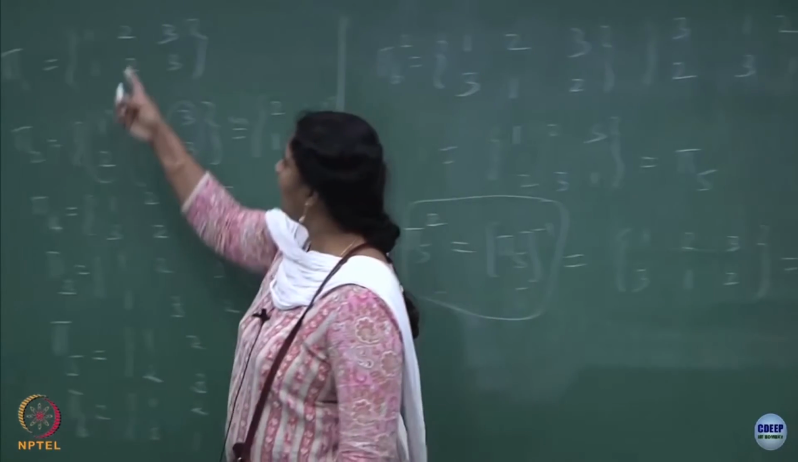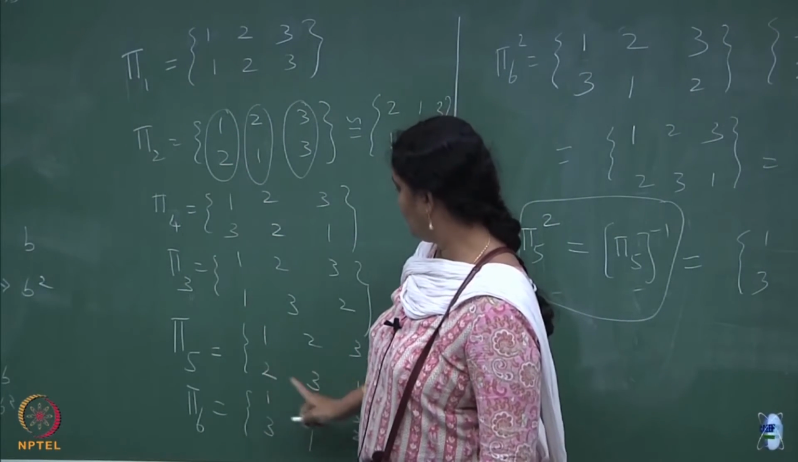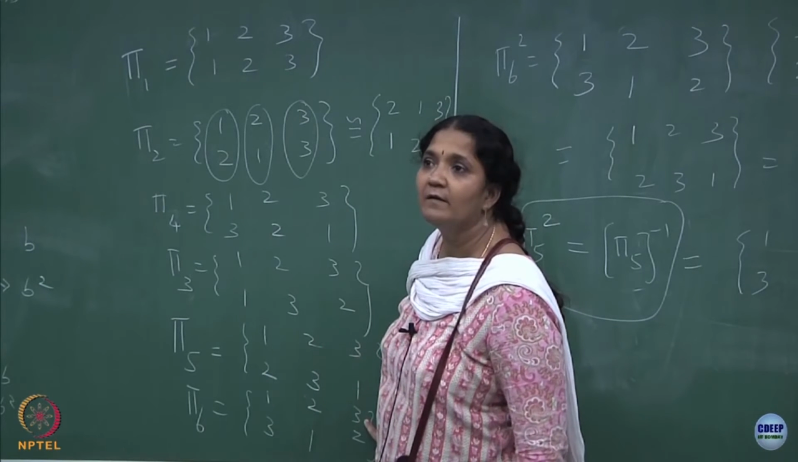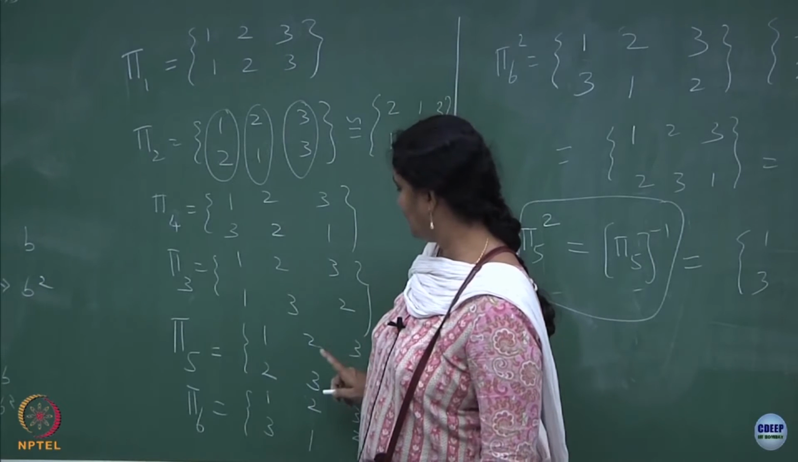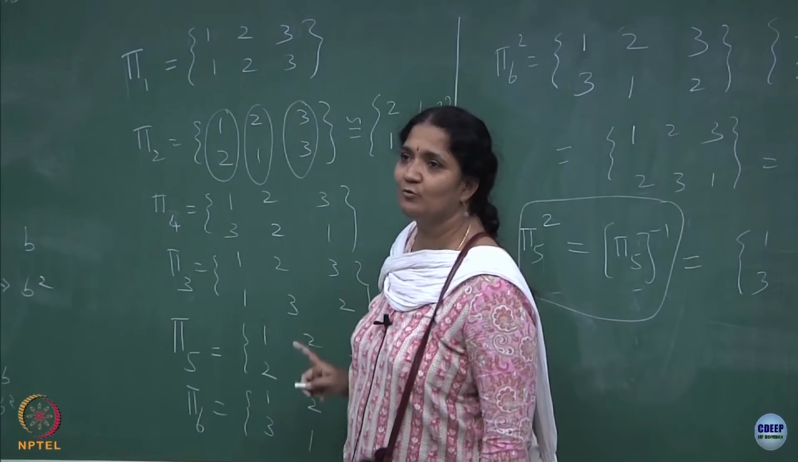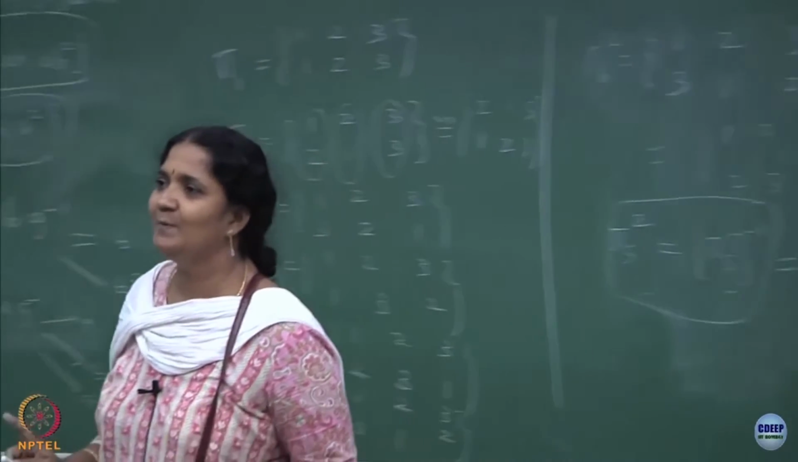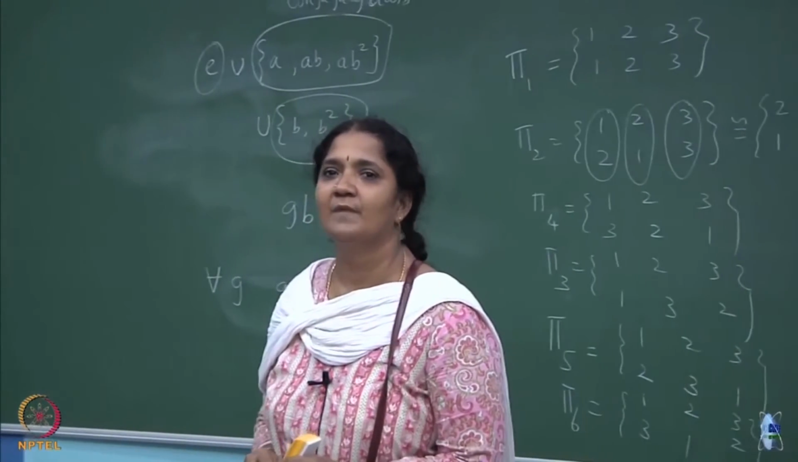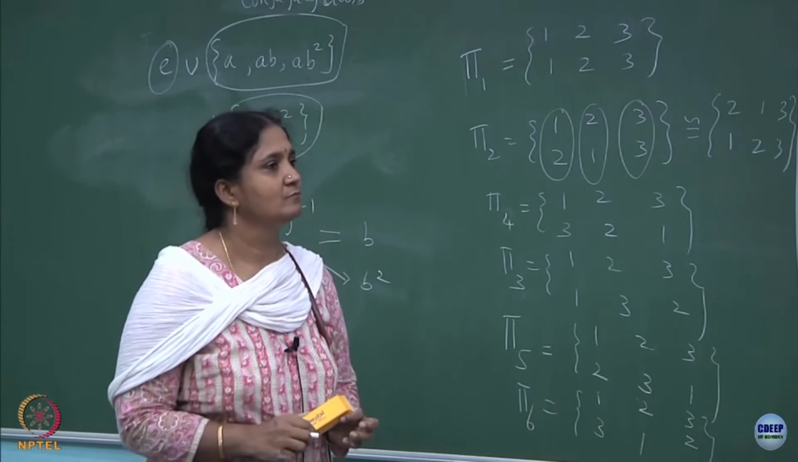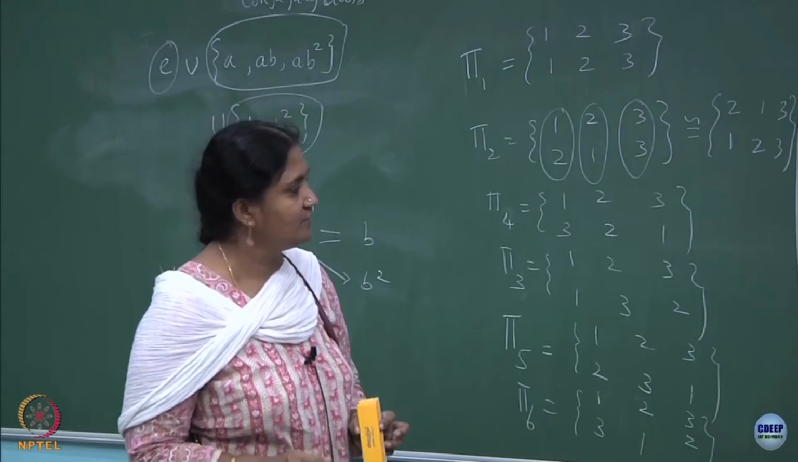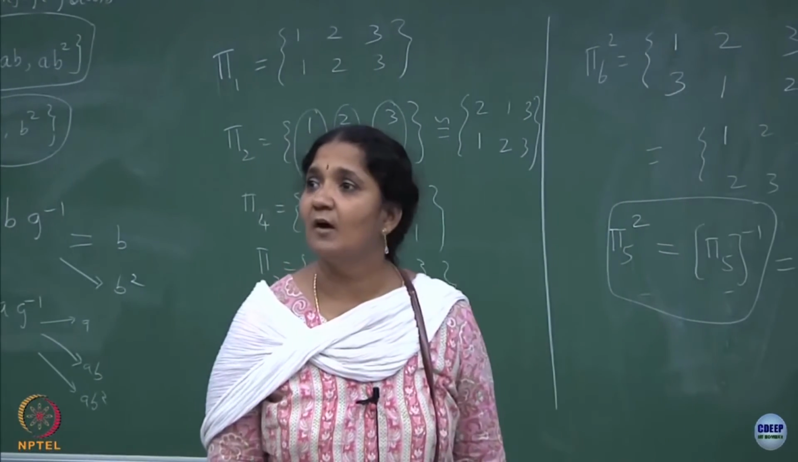When I write the forward element, I say that 1 goes to 2, 2 goes to 3, 3 goes to 1. When I want to find the inverse, 1 will go to 3, 2 will go to 1, 3 will go to 2. Because when you multiply these two, you will get an identity. Is that clear? Okay. So, this is one way of writing the inverse and checking this out.